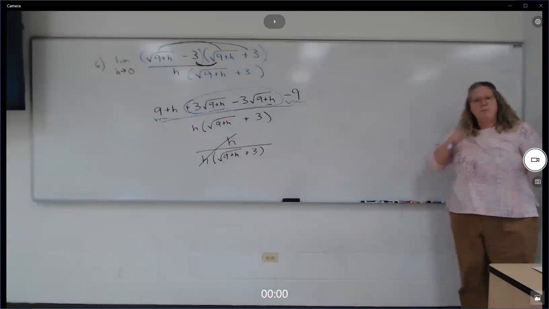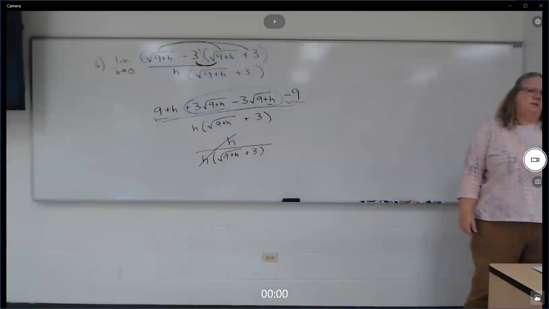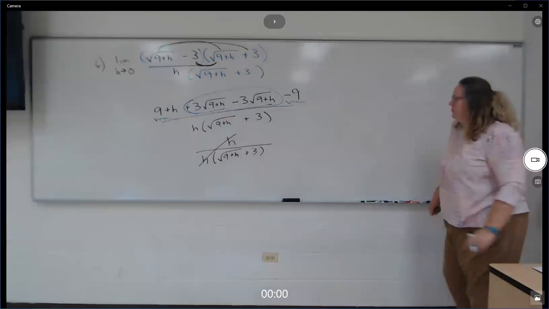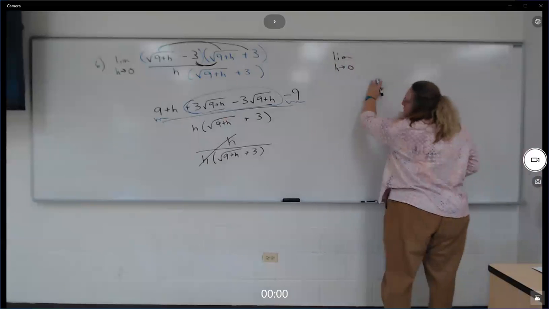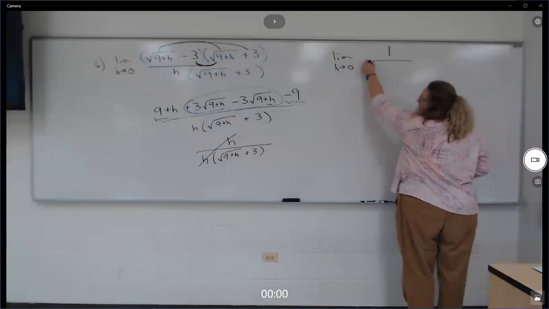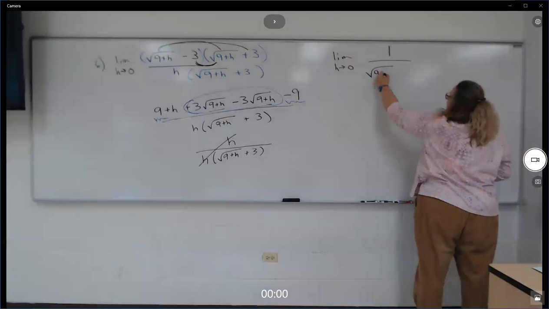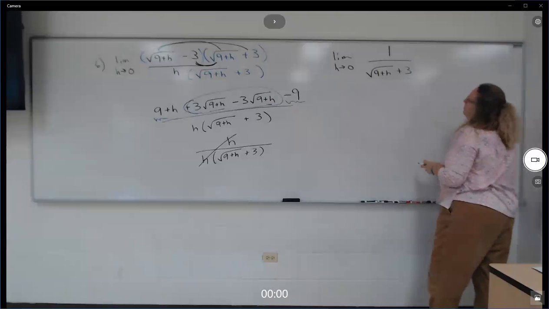Okay. And what happens when we canceled? We just filled in the hole. All right, so now we're doing the limit as h approaches 0. If nothing's on top, it is a 1. And then we got the square root of 9 plus h plus 3. I don't even need the parentheses because now there's no more multiplication.